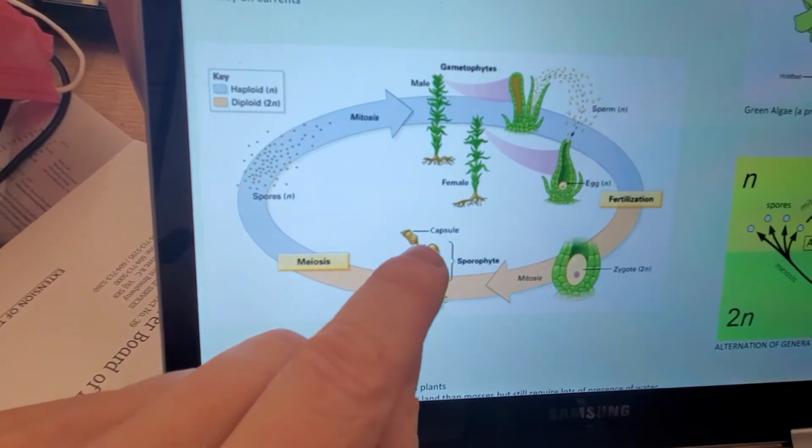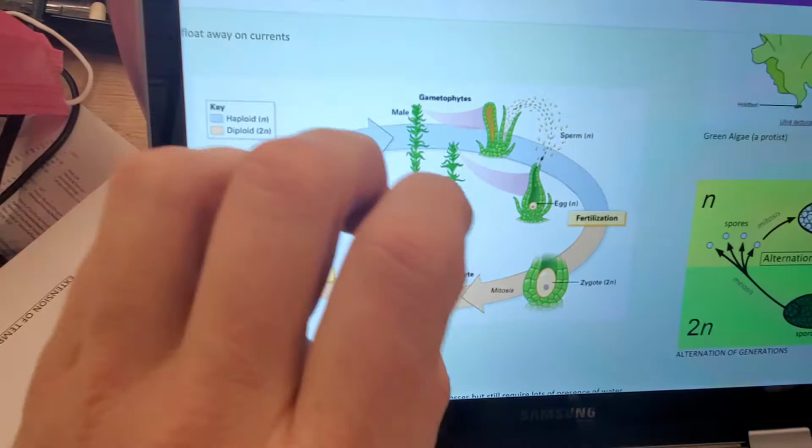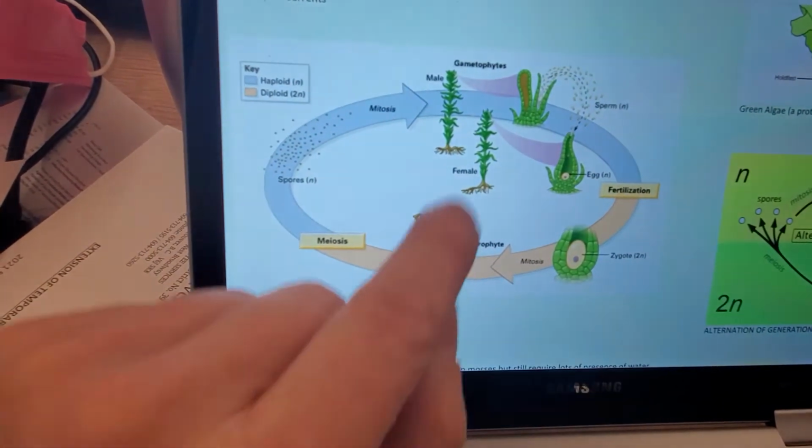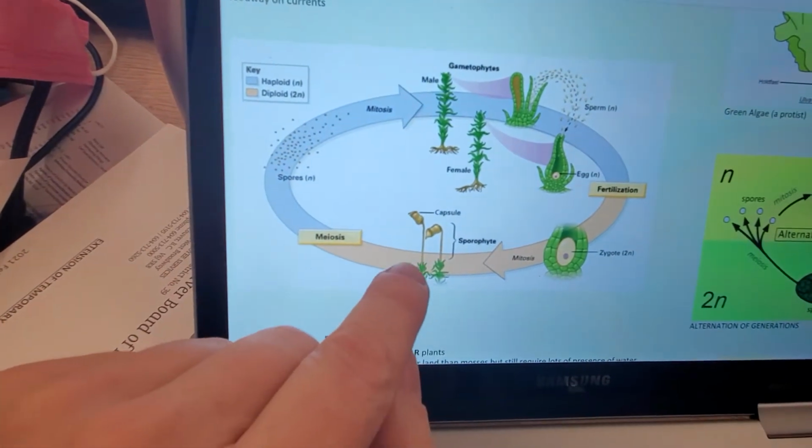It's going to get crazy. It's going to get crazy, kids. This is for bryophytes. So the sporophyte grows on top of the bryophyte gametophyte. I know, this is so crazy.